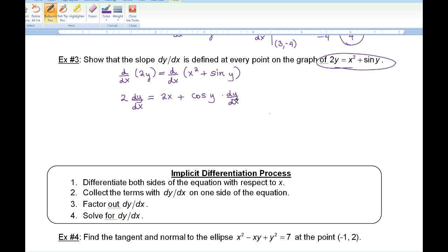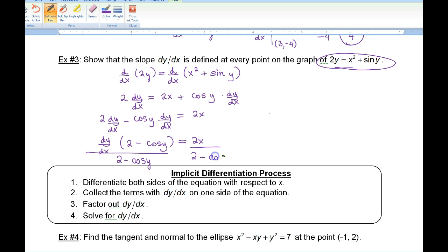So if I'm solving for dy dx, I want to get all the dy dx's on one side. It doesn't matter which one you bring over, it's the same idea. But then I want to factor out dy dx. And then you just divide by what you were left with after you factored. So I'm going to divide both sides by the 2 minus cosine y to get dy dx equals 2x over.